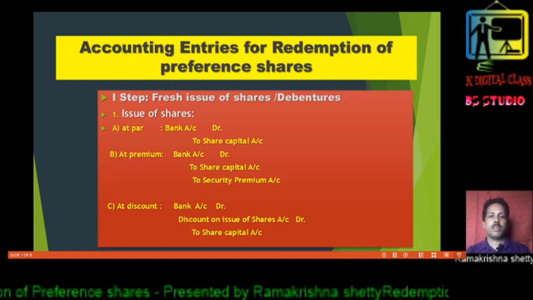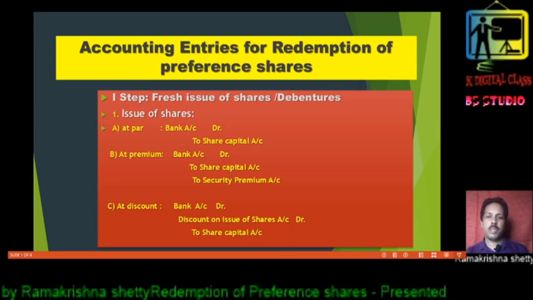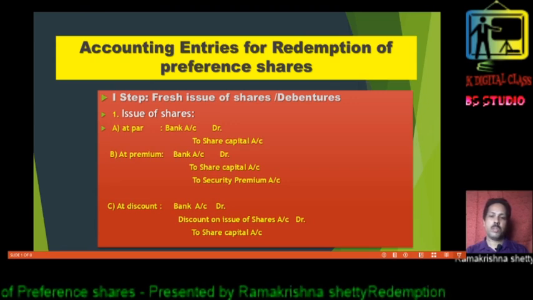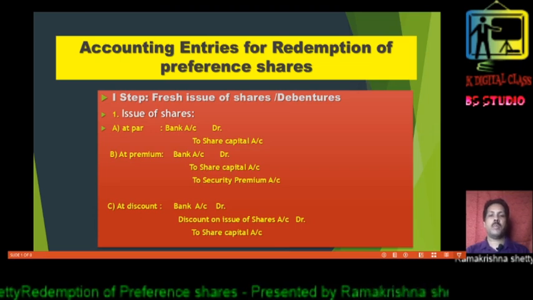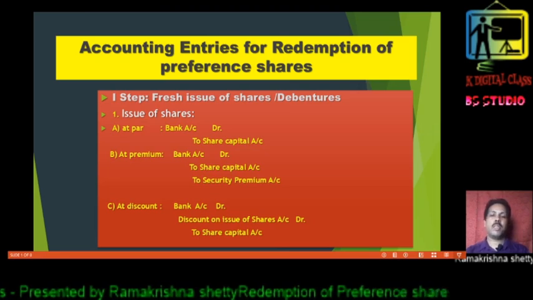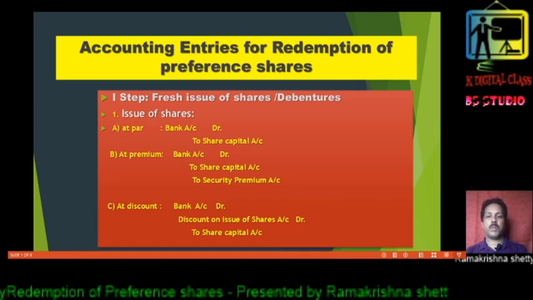Second entry, if it is issued at a premium, the entry: bank account debit to share capital, to securities premium. Suppose amount of preference or equity capital is 1 lakh and amount collected 1,10,000. The difference 10,000 is credited to securities premium.